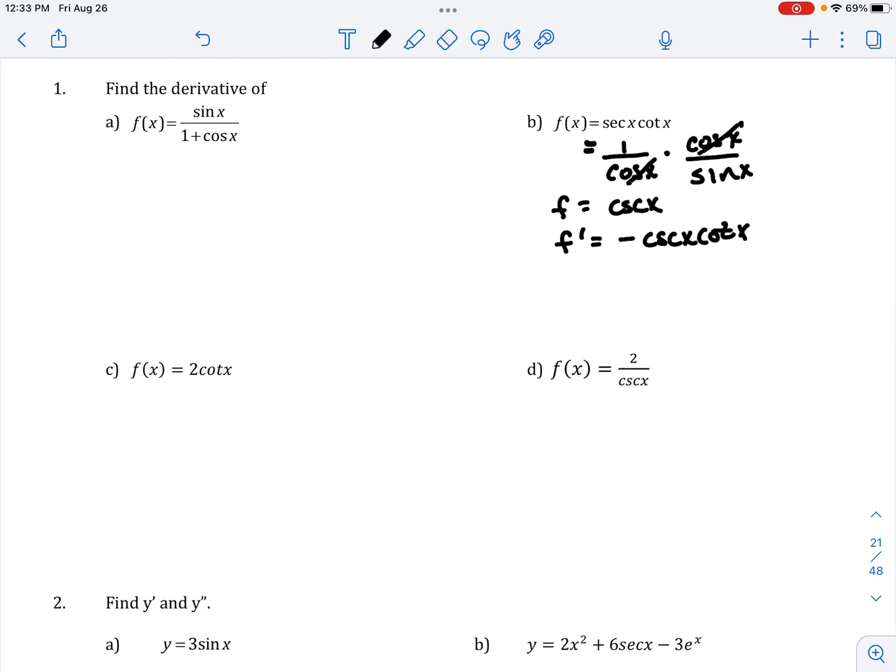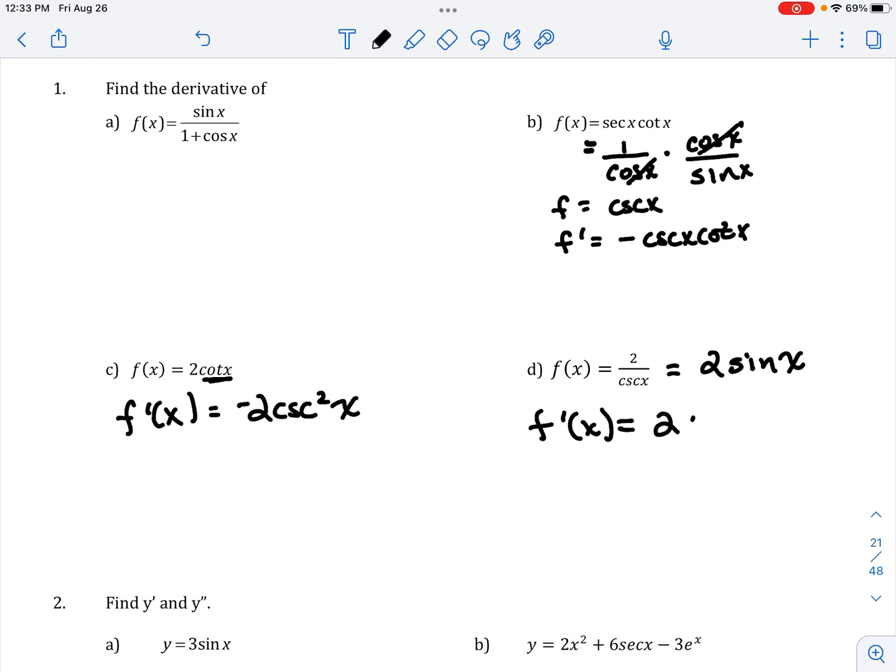Okay. Letter C, we learned that if there's a number in front, we just leave that number. Derivative of cotangent is negative cosecant squared. We just leave the 2. So this is my derivative. Again, sometimes, so letter D, you can use the quotient rule, but instead of doing that, let's rewrite it as 2 sine of x, and then the derivative becomes much easier. This is just 2 cosine of x.